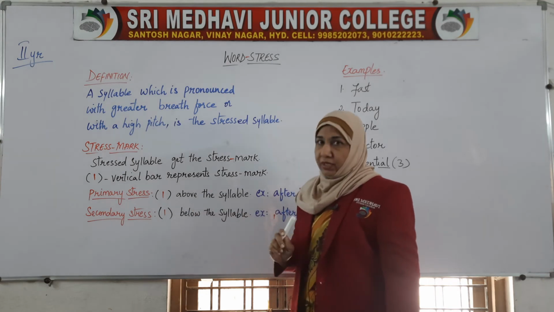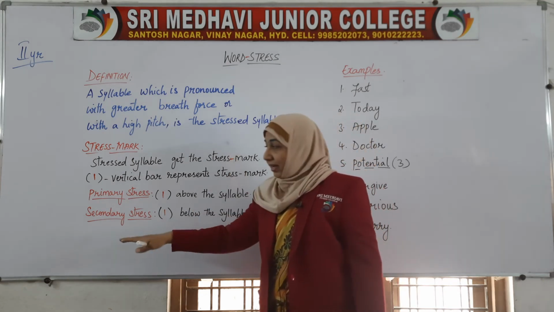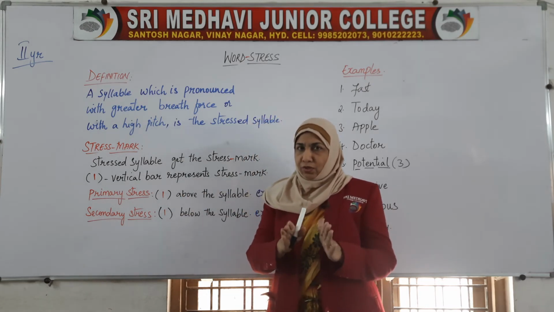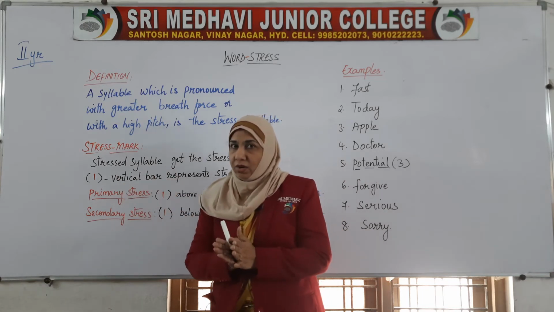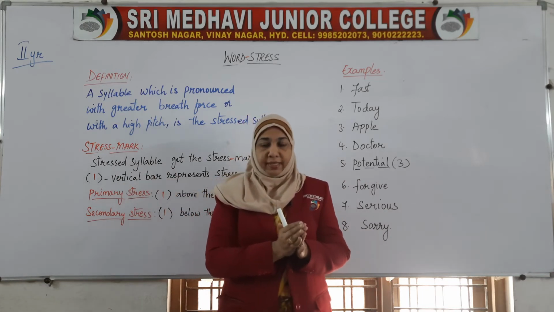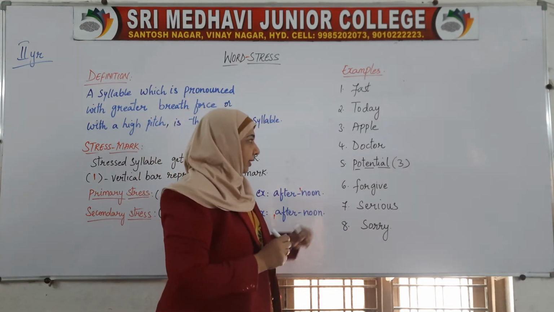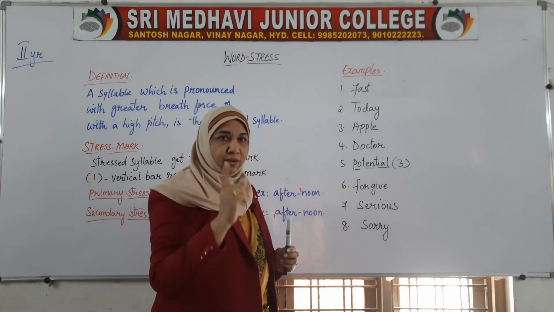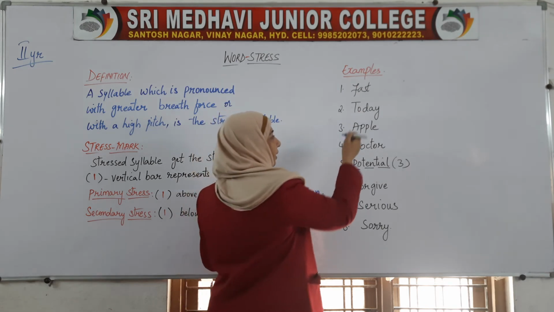One is primary stress, above the syllable. Second is secondary stress, below the syllable. So first of all, we'll go for the primary stress. Forget about this, I'll explain it to you later on. First go for the primary stress. Here, for "fast", there is no need for that because you know it has only one syllable. So obviously that is where you have to put the stress.